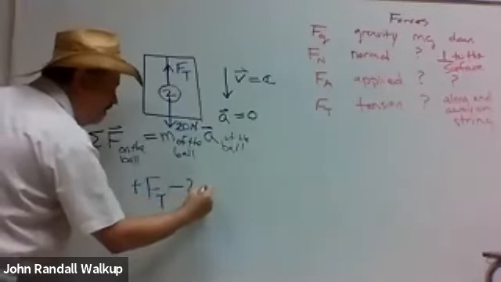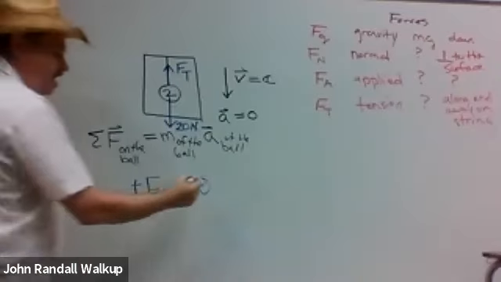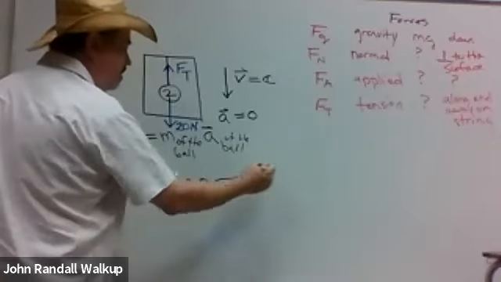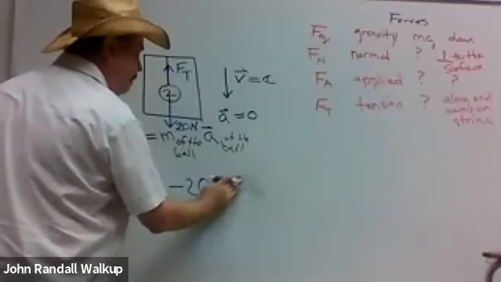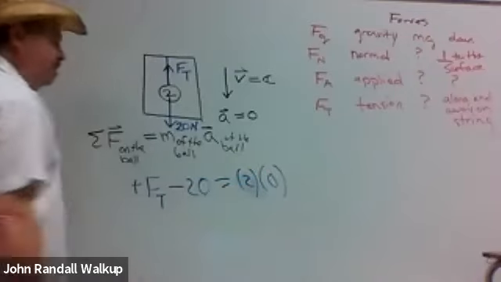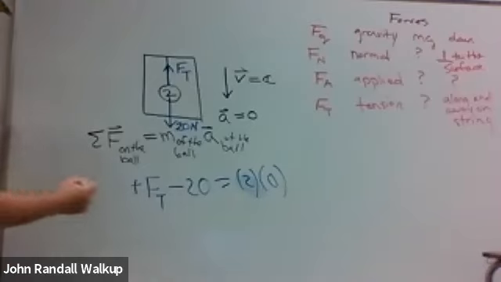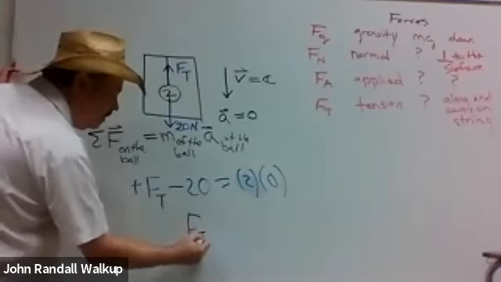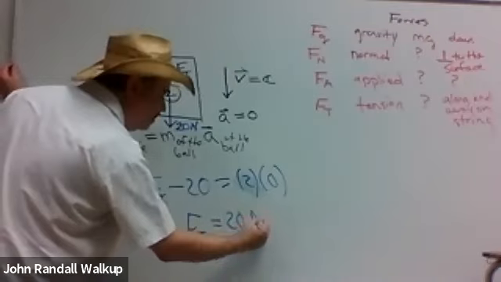Mg is negative, and that's equal to the mass of the body, which is 2, times acceleration, which is 0. And this tells me that the tension force must be equal to 20 newtons.